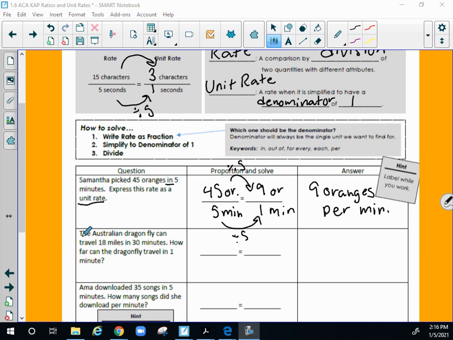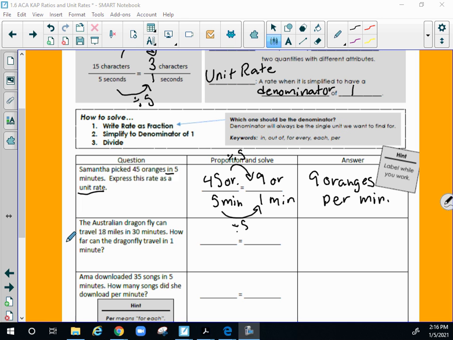So if we scroll down to the next example, it says, the Australian dragonfly can travel 18 miles in 30 minutes. So 30 is going to be our denominator, 30 minutes, and then 18 miles will be our numerator. How far can the dragonfly travel in 1 minute? So again, we're trying to find the unit rate.